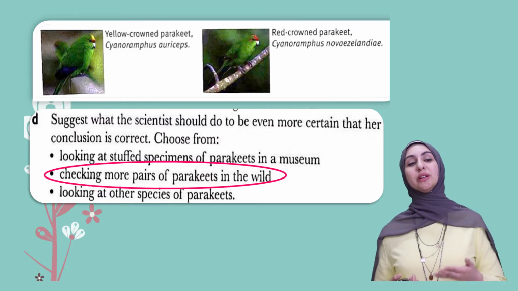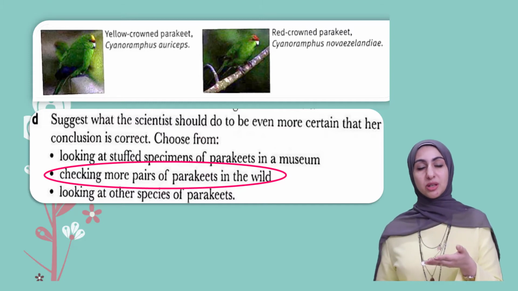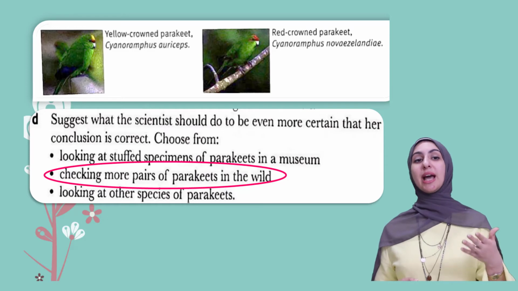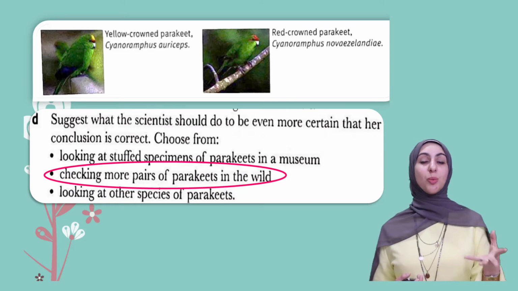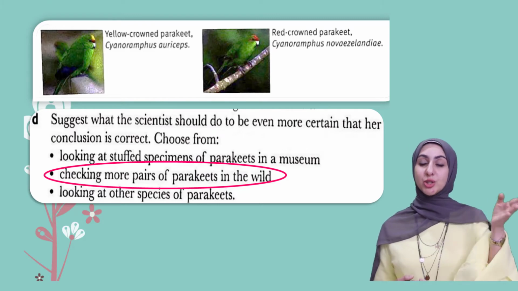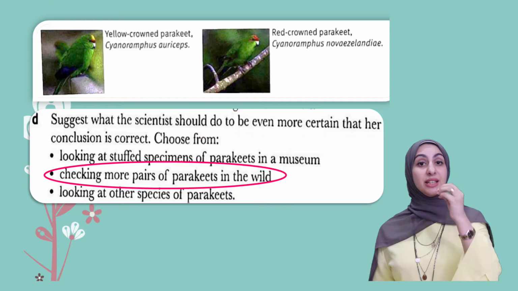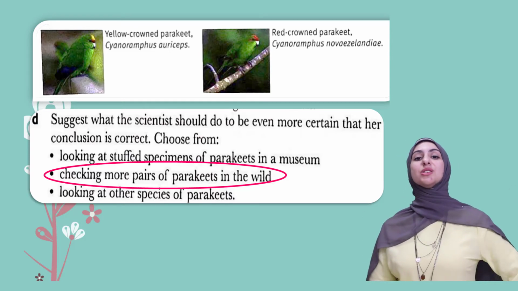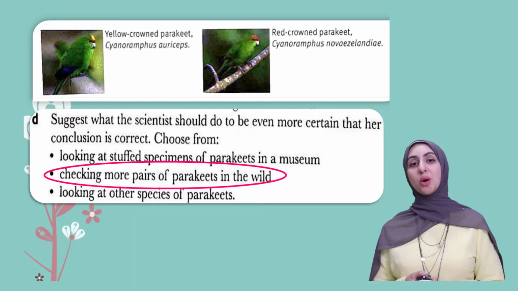Because the first one here, looking at stuffed specimens of parakeets in a museum, actually it's not enough. And for the last choice, looking at other species of parakeets, actually she doesn't want to study other species of parakeets. She just wants to study these species, the yellow parakeets and the red parakeets, right? So this one is also wrong, only the second choice is correct.